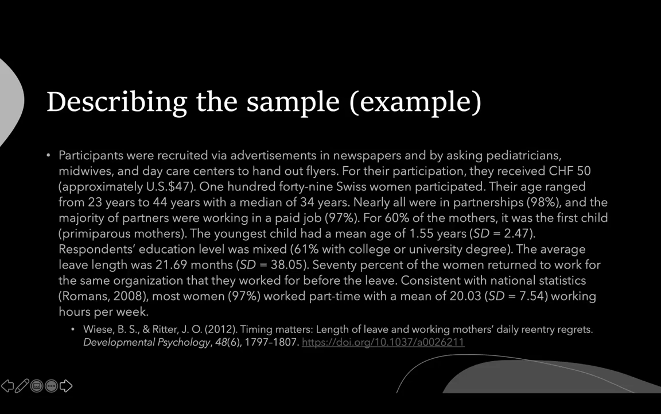Here's another example from Weiss and Ritter that describes a sample. Right, and here they include standard deviations and they include means, right? They call it the average here, but they include the mean. So this is another way that relies more on our typical statistical methods for describing a sample.